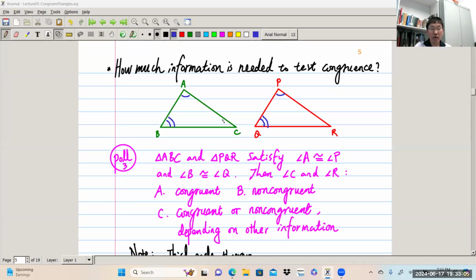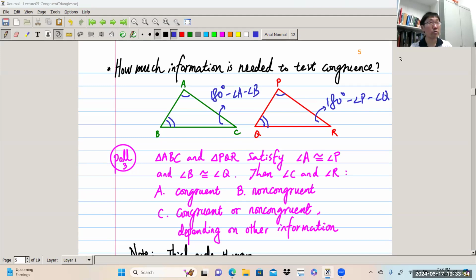Do you agree? So this angle C, the measure is 180 degrees minus the measure of angle A minus the measure of angle B. And this one, angle R, is 180 degrees minus angle P minus angle Q, right? But A is the same as P, B is the same as Q. Angle A's measure is the same as angle P, and angle B's measure is the same as angle Q. So of course, the third angle, angle C, has the same measure as the third angle, angle R. So they are congruent. So the answer is yes.